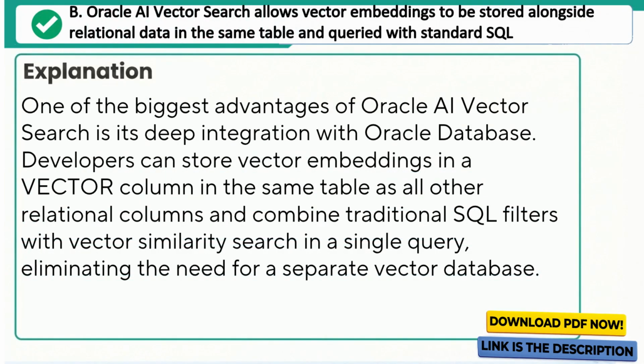Correct answer: B. Oracle AI vector search allows vector embeddings to be stored alongside relational data in the same table and queried with standard SQL. Explanation: one of the biggest advantages of Oracle AI vector search is its deep integration with Oracle Database. Developers can store vector embeddings in a vector column in the same table as all other relational columns, and combine traditional SQL filters with vector similarity search in a single query, eliminating the need for a separate vector database.